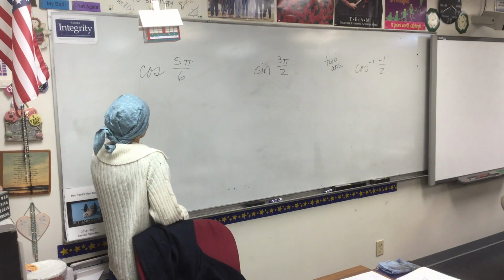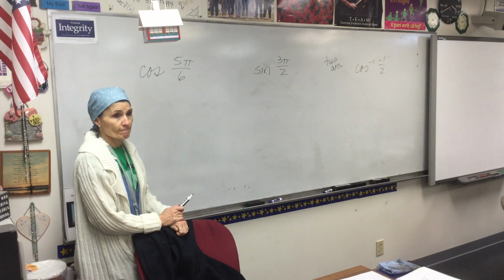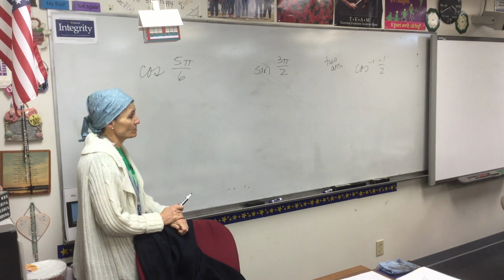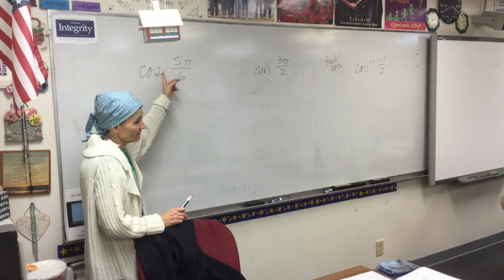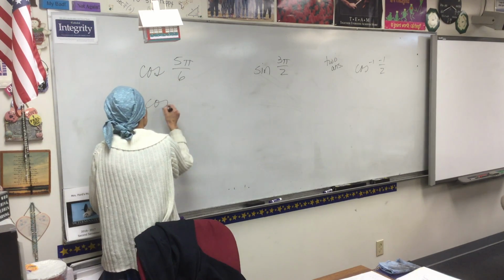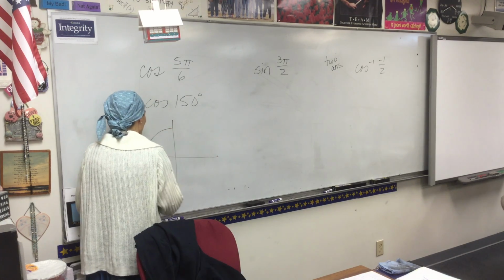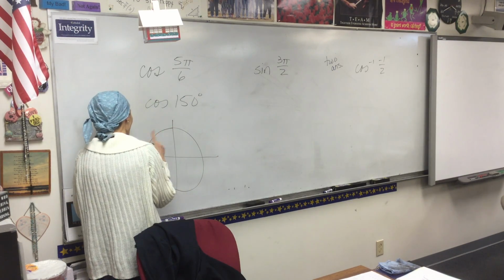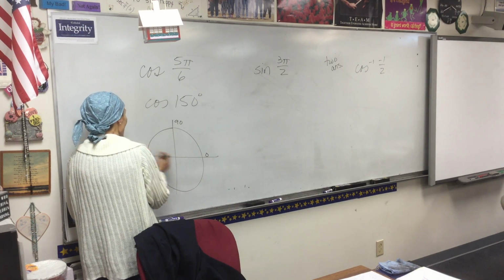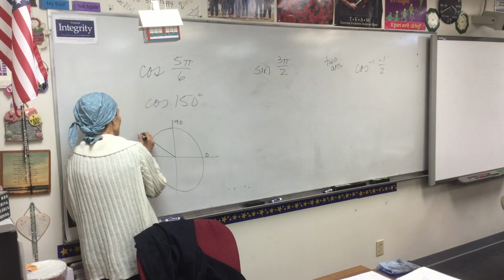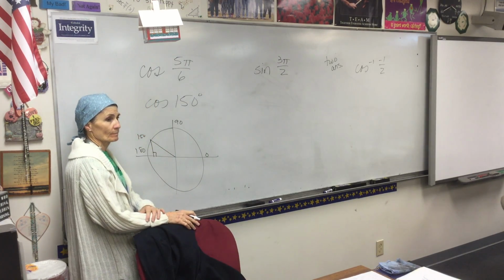Okay. Cosine 5 pi over 6. How do we start? Pi to 180. So pi is 180. 180 divided by 6 is 30 times 5 is 150. So we're going to make this the cosine of 150. And then we're going to draw 150. Now this is not a compass, so my labels are the normal math labels. So 150 is over here, and there's my triangle.